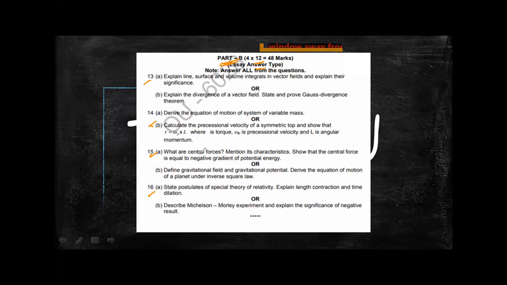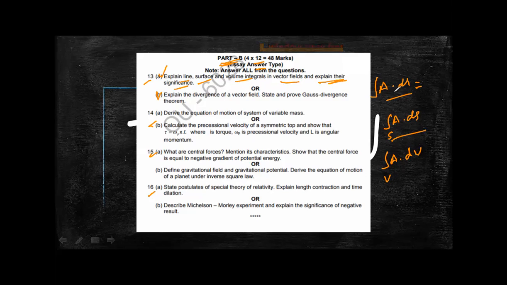It's not like the Gauss divergence theorem, very easy. The first question itself you can do. In the first two, explain the line, surface and volume integrals. Just definitions. What is A dot dl? What is A dot dS? What is A dot dV? You just need to explain it, and in a vector field, explain their significance and importance.